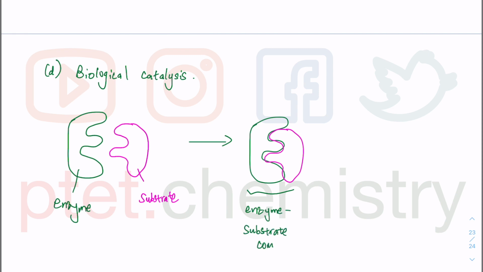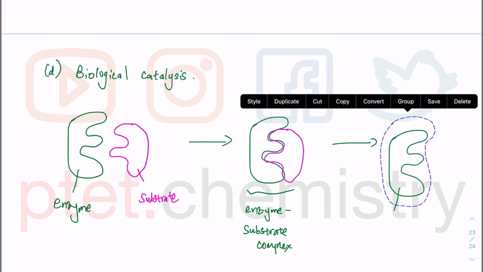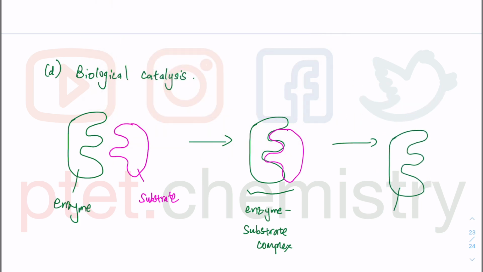So what I could say now is this is the enzyme substrate complex, and what will happen then is the enzyme will remain unchanged at the end of the reaction because it's just acting as a biological catalyst. And what will happen with the substrate is, they will have been broken down into products, something like this.